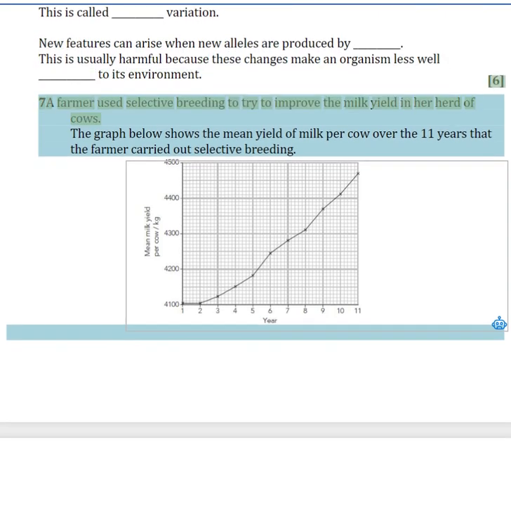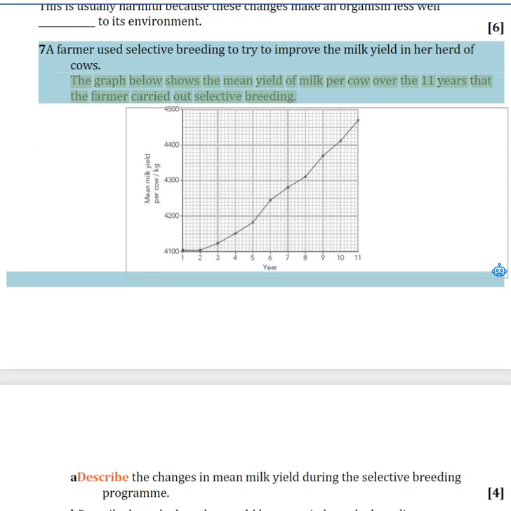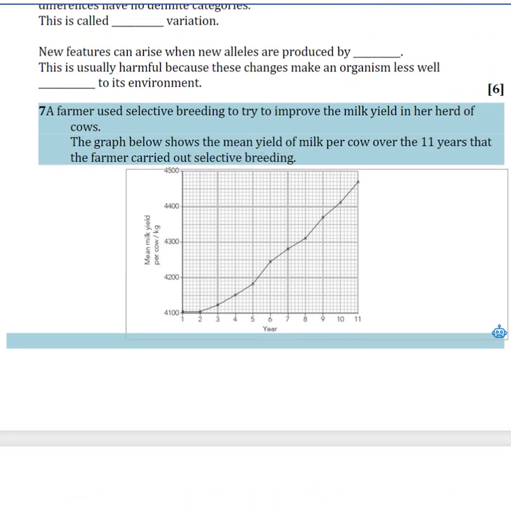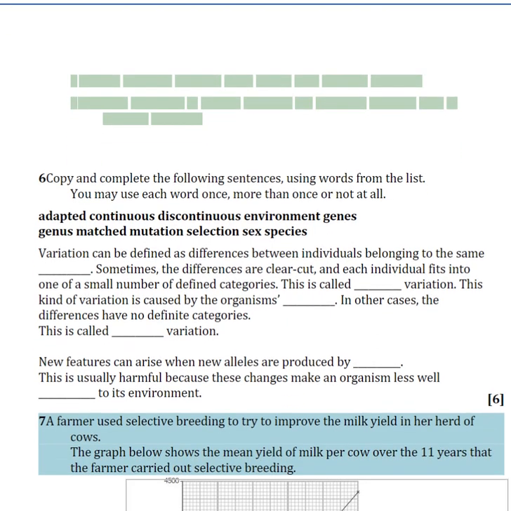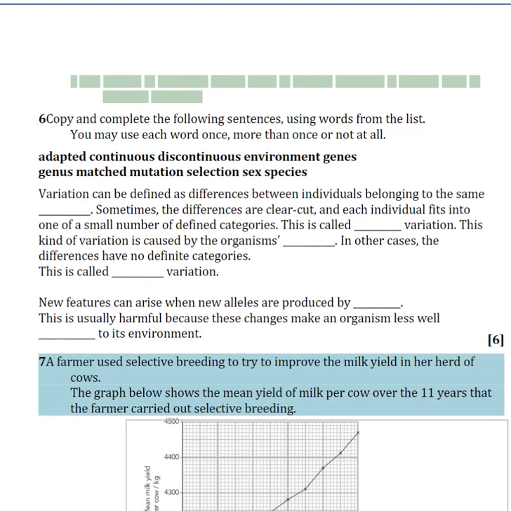7. A farmer used selective breeding to try to improve the milk yield in her herd of cows. The graph below shows the mean yield of milk per cow over the 11 years that the farmer carried out selective breeding. 5. What is the difference between natural selection and artificial selection? A. Artificial selection produces more variation in a population than natural selection. B. Natural selection happens more slowly than artificial selection. C. Selection pressures in natural selection are generally stronger than in artificial selection. D. The chance of mutation taking place in natural selection is greater than in artificial selection.